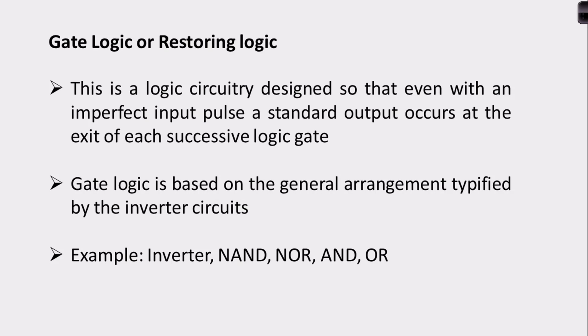That variation will be there, an imperfect input pulse, but the output logic produced at the output end will be a standard output. That means it will be from 0 to 5 volt itself. So at the input we had a 0.7 or 0.8 volt difference, but that has been restored at the output. That is why gate logic is also called restoring logic.